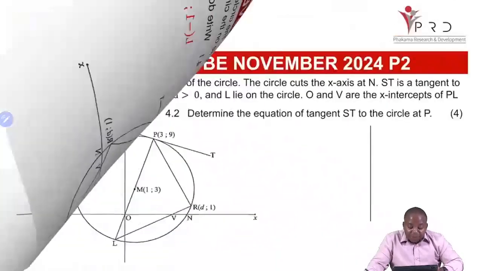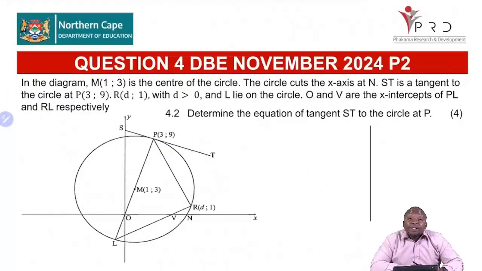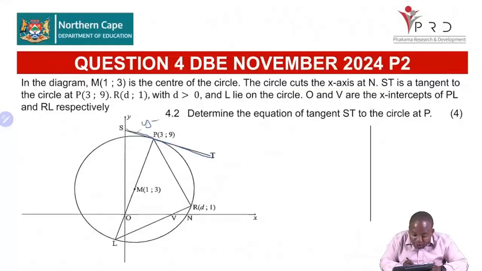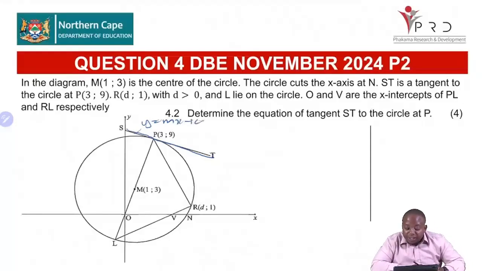Right, let's proceed. 4.3 is written as follows. Determine the equation of the tangent ST to the circle at P. So we're looking for the equation of this line, which is our tangent, which is y equals mx plus c, which is a straight line. So the first thing that we're going to do to find the equation of the tangent is to find the gradient, which is m in this case.